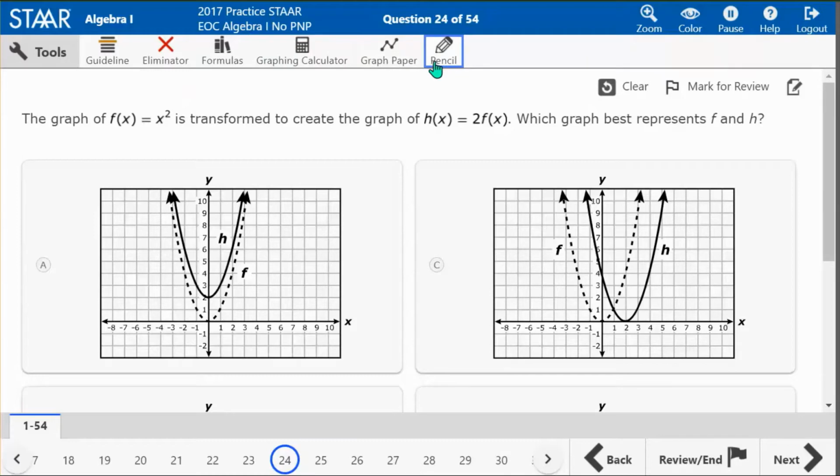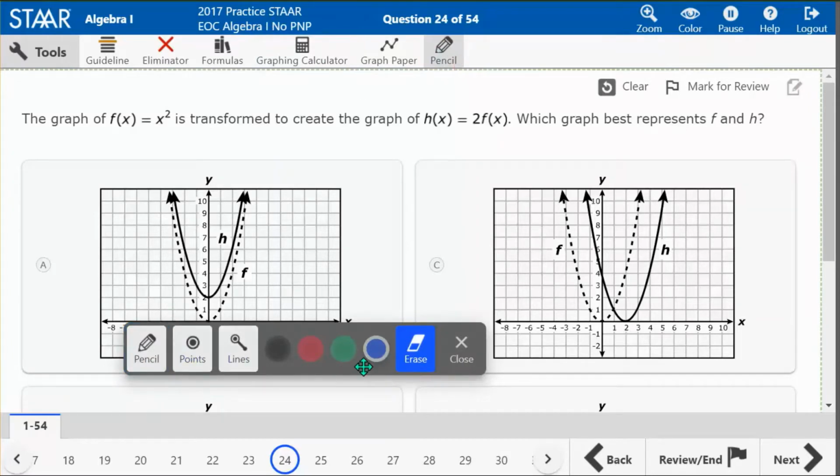The graph of f of x equals x squared is transformed to create the graph h of x equals 2f of x. Which graph best represents f and h? So x squared, and we have 2 times f of x, right? So basically when they say 2 f of x, they're saying 2 times f of x is h of x. So f of x is x squared, so h of x is 2 times x squared. 2x squared is h of x. So now we know what f of x and h of x is, right? 2x squared. Let me just write this here.